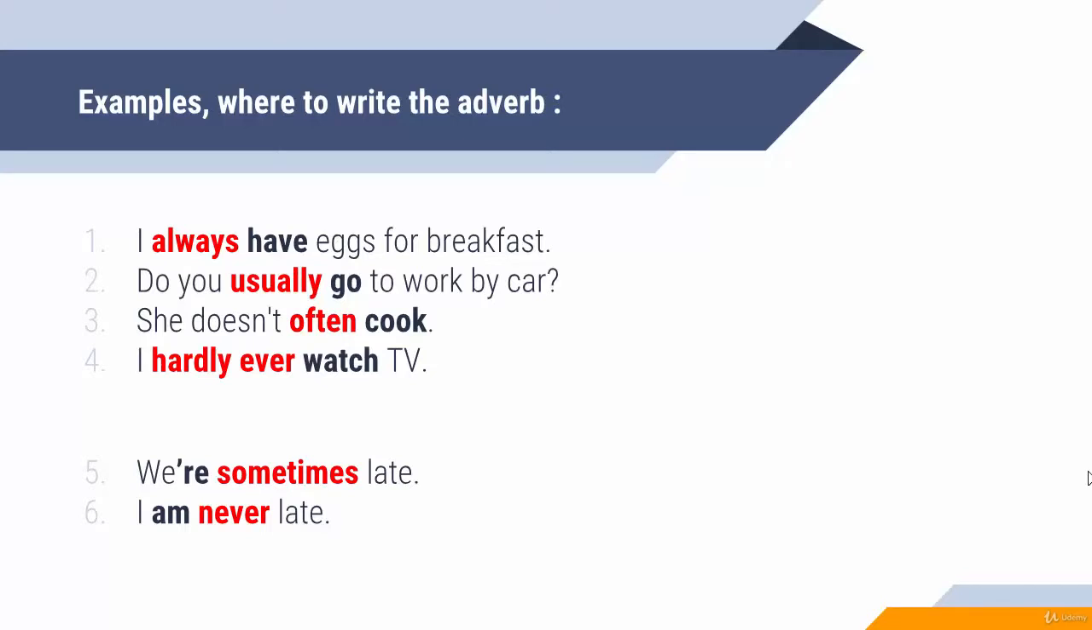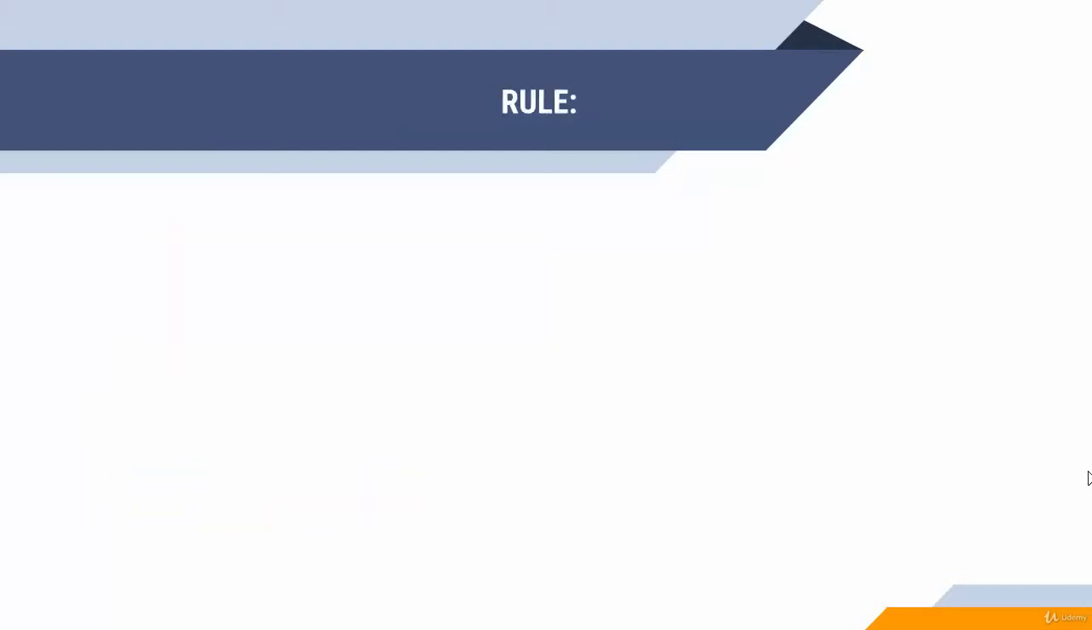But in the fifth and sixth sentences, you see something different. We are sometimes late. I am never late. The verb here is the verb to be. Its forms are and am. And the adverb here comes after the verb, after the form of the verb to be.